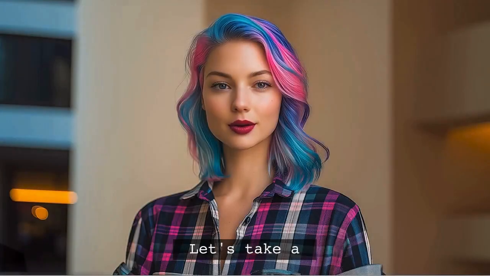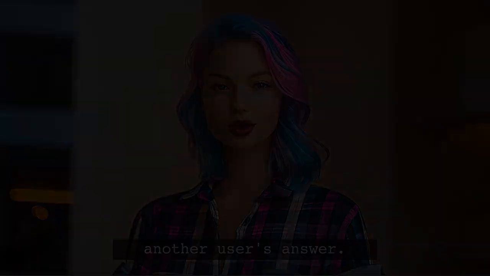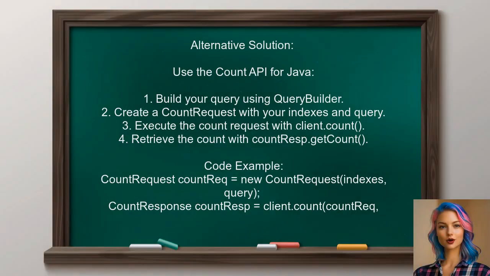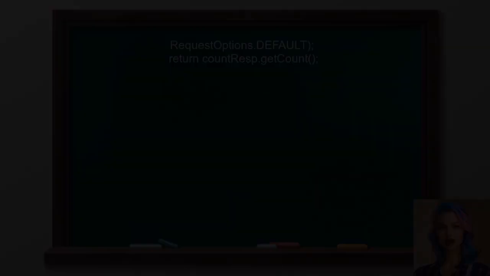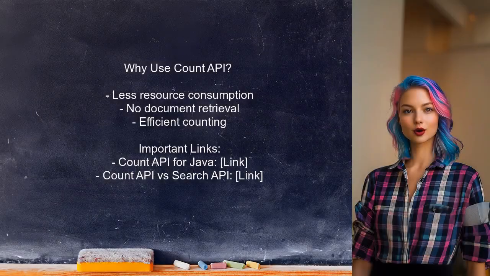Let's take a moment to review another user's answer. An alternative solution suggests using the count API for Java to get the number of documents in an index without retrieving them. This method is more efficient than setting the size of the search request to 0. This approach is recommended because it consumes less resources and bandwidth, focusing solely on counting documents without unnecessary overhead.